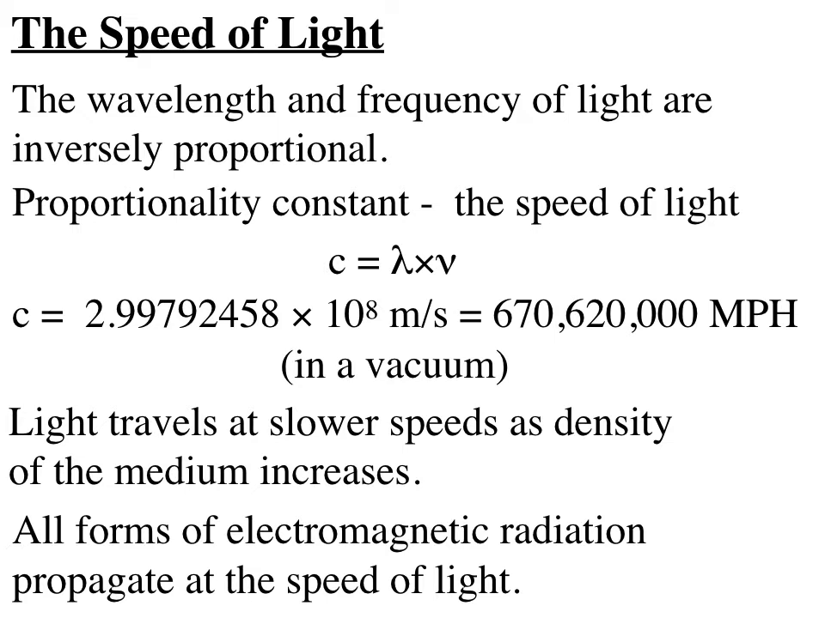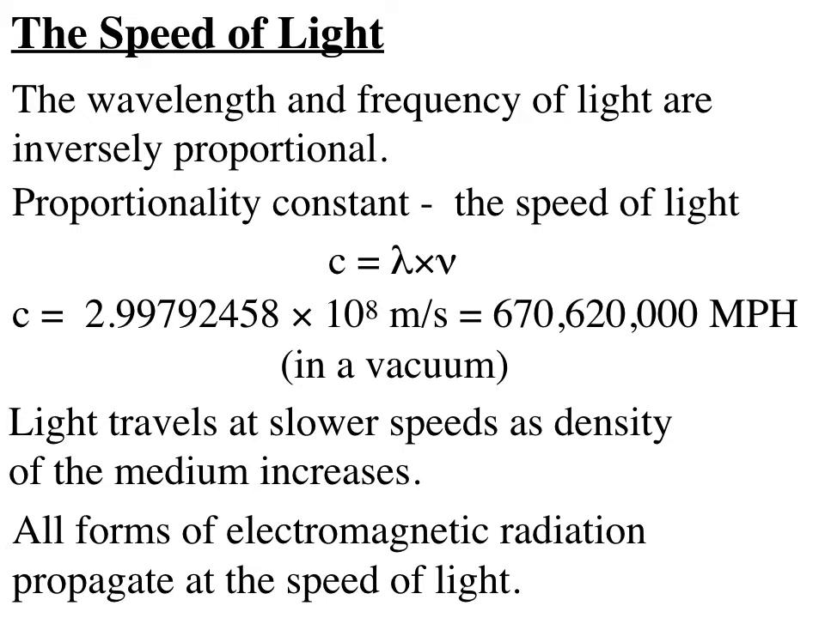They all travel at the same speed. When you are changing from visible to microwave to whatever, all you're doing is changing either the wavelength or the frequency. But when one of those changes, the other changes proportionally. So they always multiply together so that their product is the fixed value for the speed of light. And that number, as you see in the middle of the screen, is 2.9979245 times 10 to the 8th meter per second.